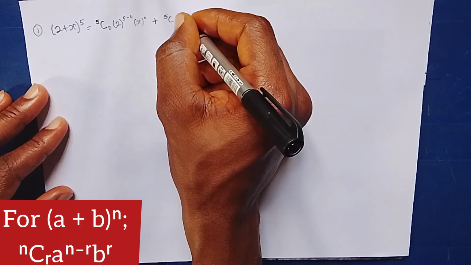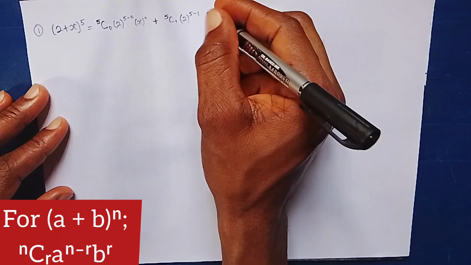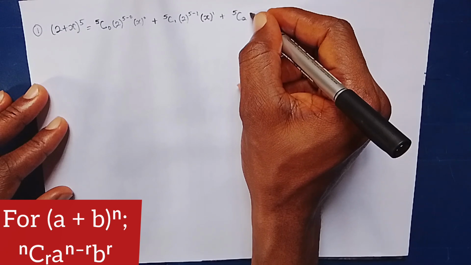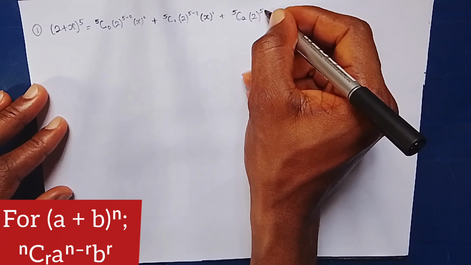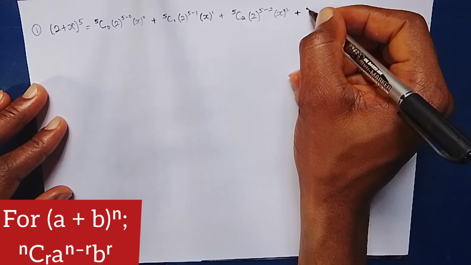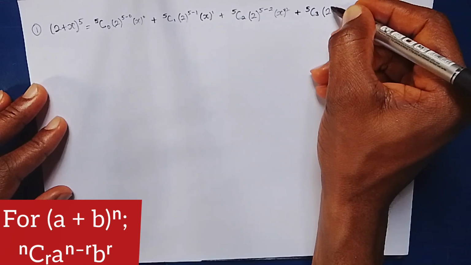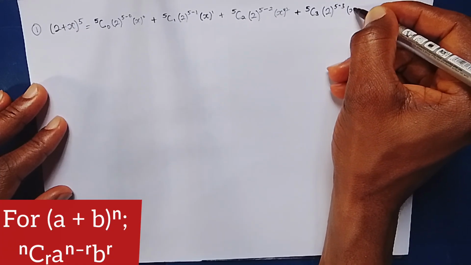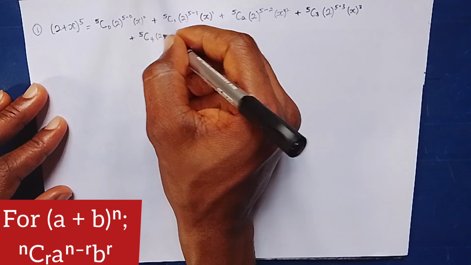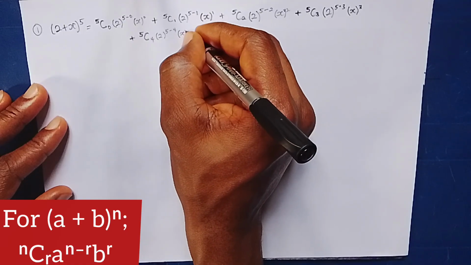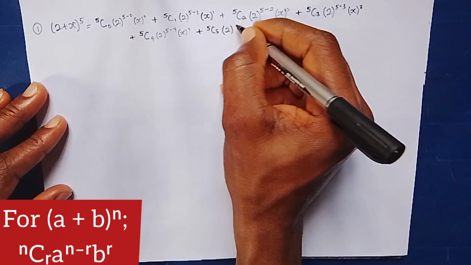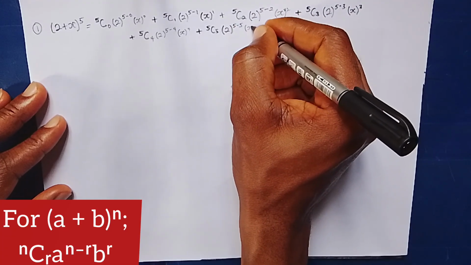5 combination 1, 2 raised to the power 5 minus 1, x raised to the power 1, plus 5 combination 2, 2 raised to power 5 minus 2, x raised to power 2, plus 5 combination 3, 2 raised to power 5 minus 3, x raised to power 3, plus 5 combination 4, 2 raised to power 5 minus 4, x raised to power 4, plus 5 combination 5, times 2 raised to power 5 minus 5, x raised to power 5.